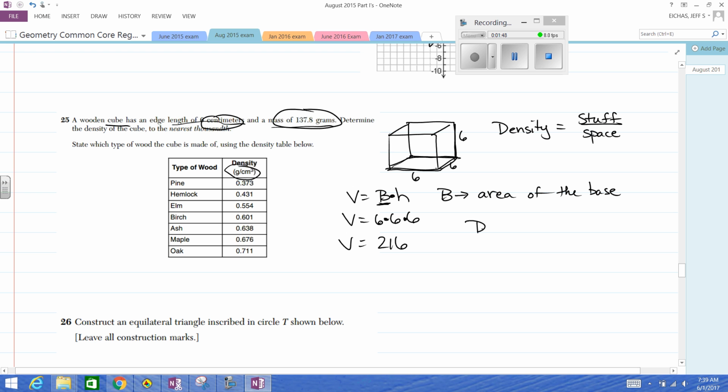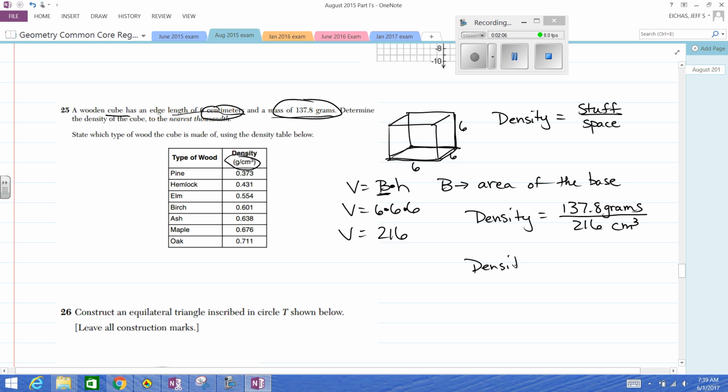So we'll go back to density. And what it is, it's going to be the mass of 137.8 grams divided by the space. What was it? Okay, 216 cubic centimeters. And when we divide that, we'll get our number of 0.637963. And what we're going to do now is we're going to look which of these is the closest to that. It's going to be right here. So our answer is going to be ash.